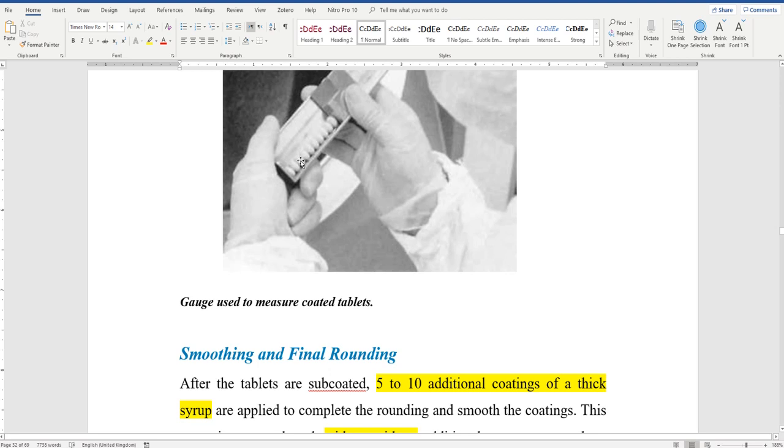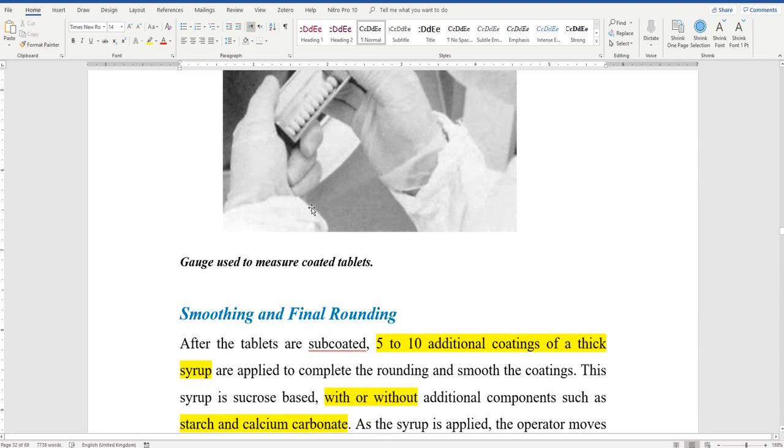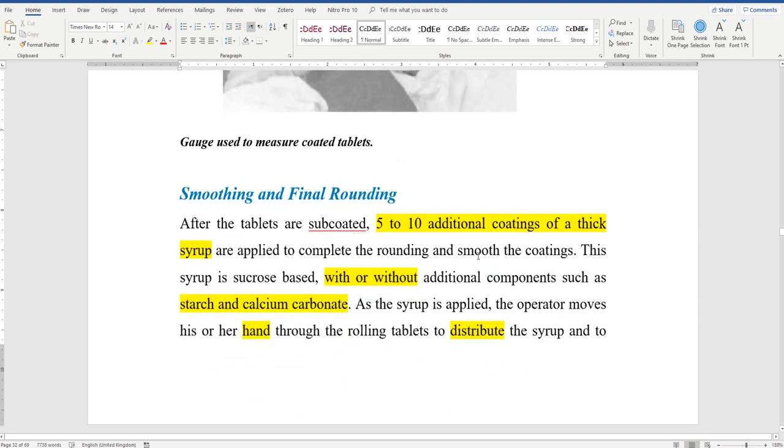طبعا, one of the problems of sugar coating, as I will tell you later, is that we don't have exactly the same thickness for the tablet, so there might be little variation in thickness, and this is considered a problem. طيب, after we finish the subcoating, we put the tablets in a clean coating pan, and then we apply from 5 to 10 coatings of a thick syrup. And this process is referred to as smoothing and final rounding.